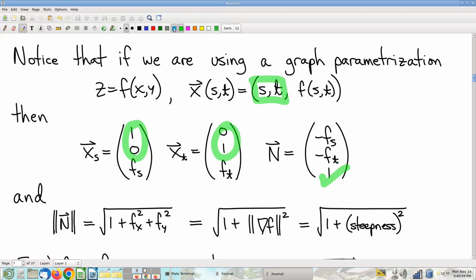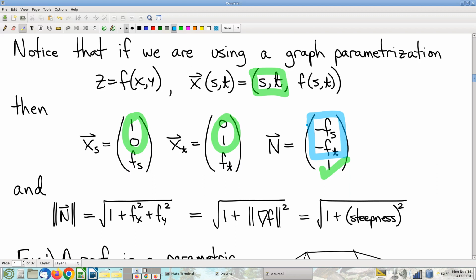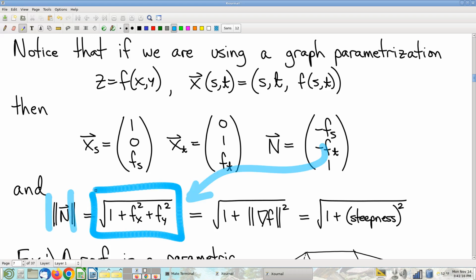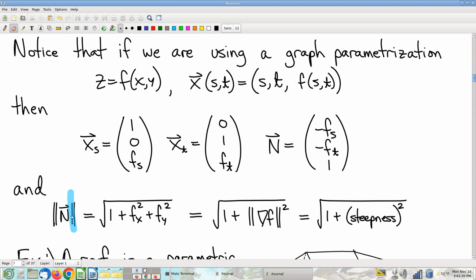And furthermore, it means that these are going to be the partial derivatives of f. Well, negative, but still. Every time, and et cetera, et cetera. And you can further take the magnitude of this vector here, and you're going to get that expression every time. So this is a nice little shortcut.